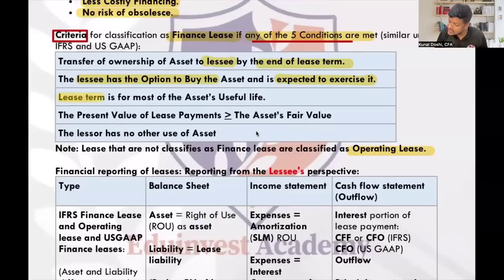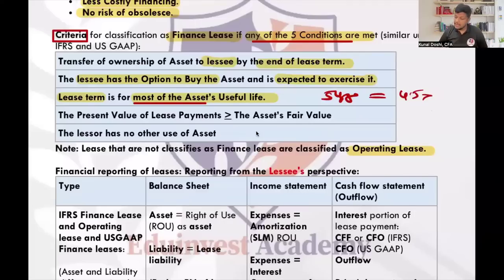Third, lease term is for most of the asset's useful life. Imagine the asset's life is 5 years and your lease term is 4.5 or more. There's no number given here, okay? How much should be most? When they say most of the life, they haven't given the number. But if you're using it for more than 5.5 years or approximately, then you're using the asset for most of the time, right? Then it is called financing.